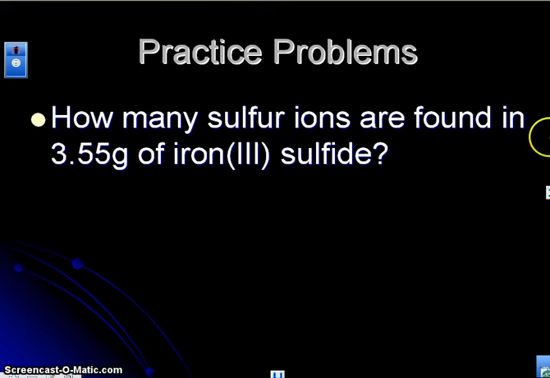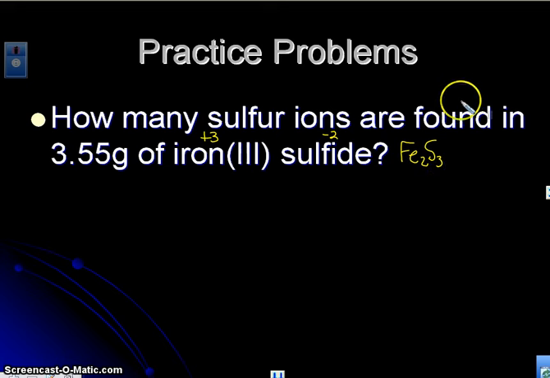In this problem, we're being asked how many sulfur ions are found in 3.55 grams of iron 3 sulfide. So with that problem, we have a mass, and we're being asked to find ions. So the first step is we know that we've got a compound, iron 3 sulfide. We're going to need to figure out the formula. The name, iron 3, tells us that the iron has a +3 charge, and the sulfide, sulfur, has a -2. So we know that the formula is going to be Fe2S3 to give us a neutral compound.